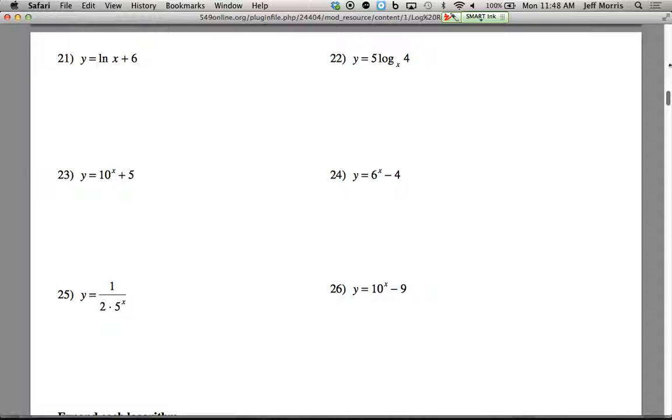Number 23, this was where I was introducing the properties on Friday. So let me just real quick go over those properties again. We have log properties, and there were 3 of them. And the first property is called the product property. I know I didn't write the names down, but I will now. Product property, it's log base B of M times N, or X times Y, it doesn't matter.